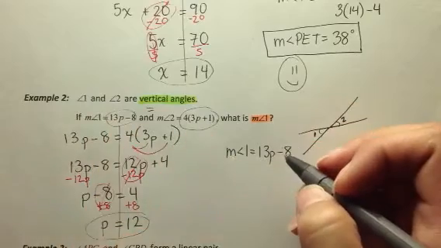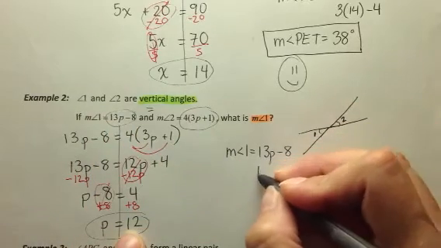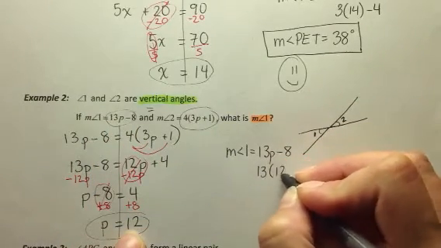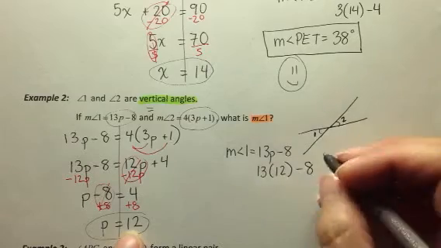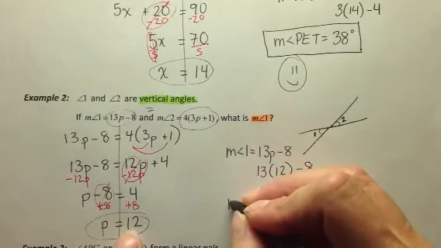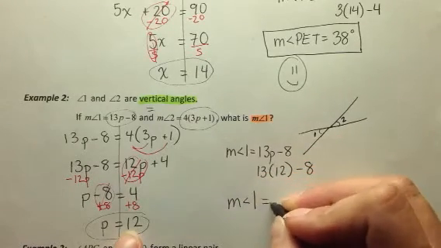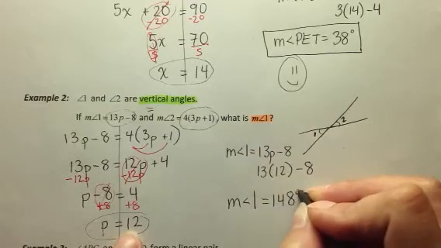And I'm going to substitute my solution here, which is 12. So 3 times 12 minus 8. I said 3, but that's 13. 13 times 12 minus 8, 148. So the measurement of angle 1 equals 148.